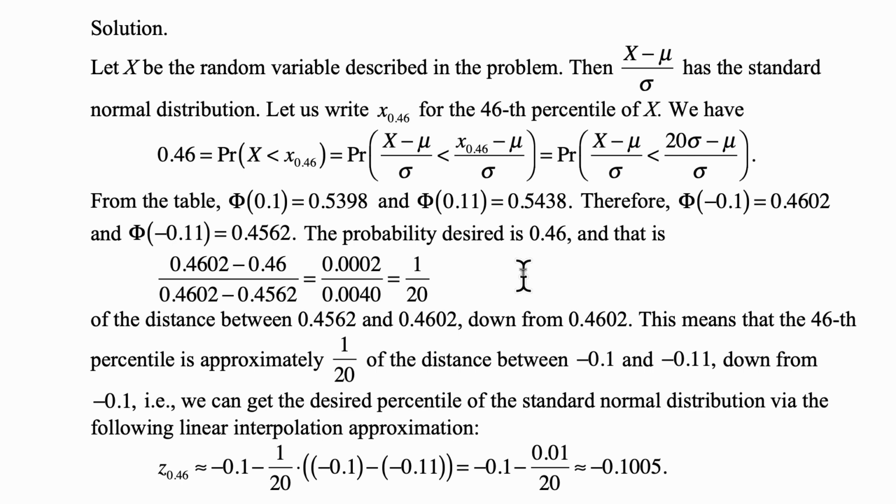And we can get the desired percentile of the standard normal distribution using linear interpolation by taking it to be approximately negative 0.1 minus 1/20th times the distance between negative 0.1 and negative 0.11, which is negative 0.1 minus negative 0.11, and that's of course 0.01. So what we have is negative 0.1 minus 0.01 over 20, and that's approximately negative 0.1005.